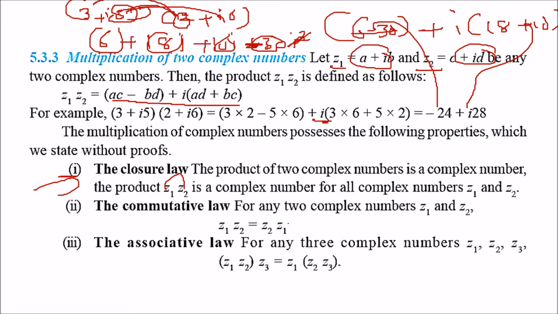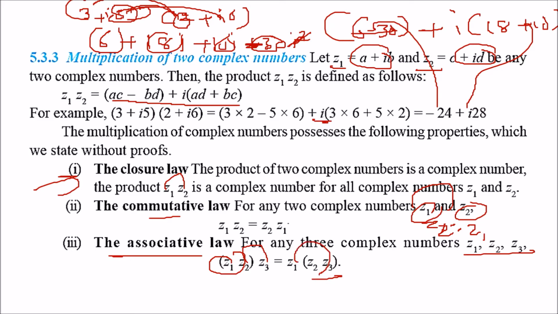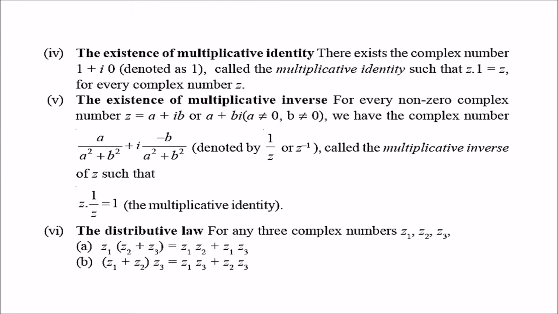a complex number. What about the commutative law? Commutative law means if you have two complex numbers z1 and z2, if you multiply z1 with z2, you will get the result z2 into z1. They two are the same. z1 with z2 and z2 with z1 give you the same result. What about the associative law? When you want to multiply three complex numbers, or maybe more than that, you multiply z1 with z2 and then the result with z3, or z2 with z3 and the result with z1, the value is going to be the same. So this is the associative law.